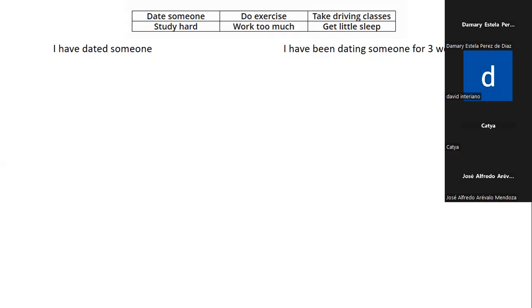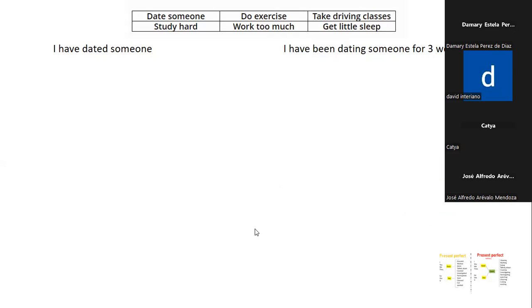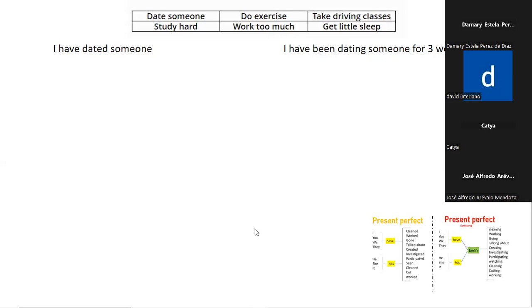Okay, teacher, how much time do you have to write your sentences? How much time? ¿Cuánto tiempo tienen? To create the sentences. One hour? One day? Ah, 1 minute. Okay, go ahead. As much as you can.